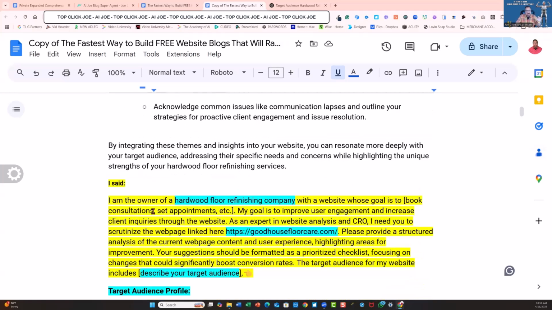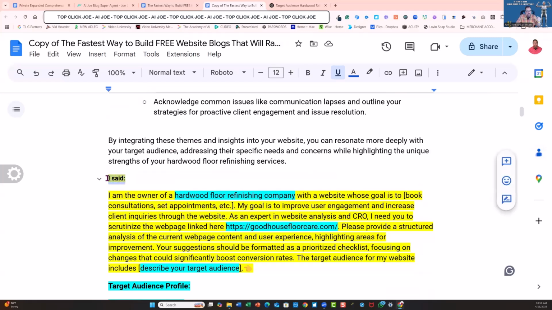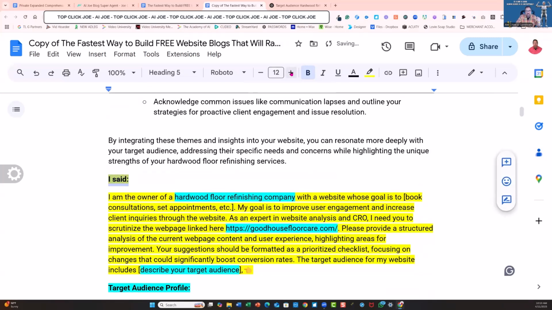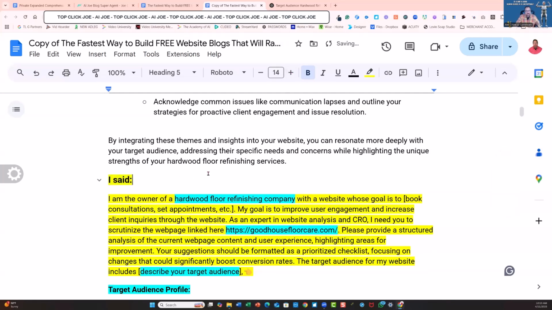Okay, now the next prompt, this needs to be 14 like everything else. I don't know why it keeps going back to that. Okay, so here's my next prompt after I got this. "I am the owner of a hardwood flooring finishing company." Now I'm using a longer tail keyword. I could have said service. I could have said, you know, company and service, like that for me.